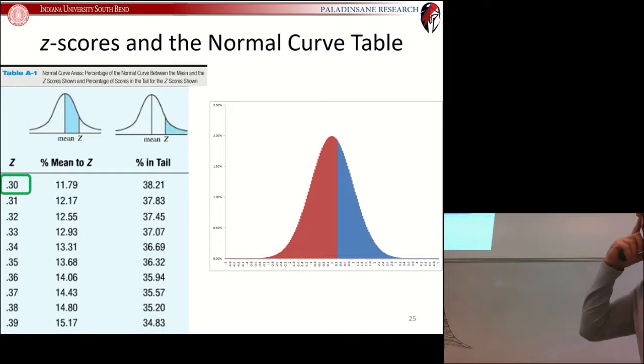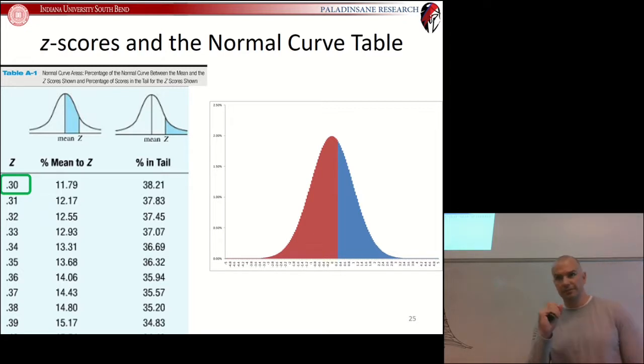So the first thing you do is you find that z-score of 0.3 in the z-score column. So you go to the table and you scan the column for the z-score of 0.3. Then what you do is you have 2 columns here. One is the percent from the mean to the z-score. The other one is the percent in the tail. And you're going to have to ask yourself, which one of those numbers do I want?